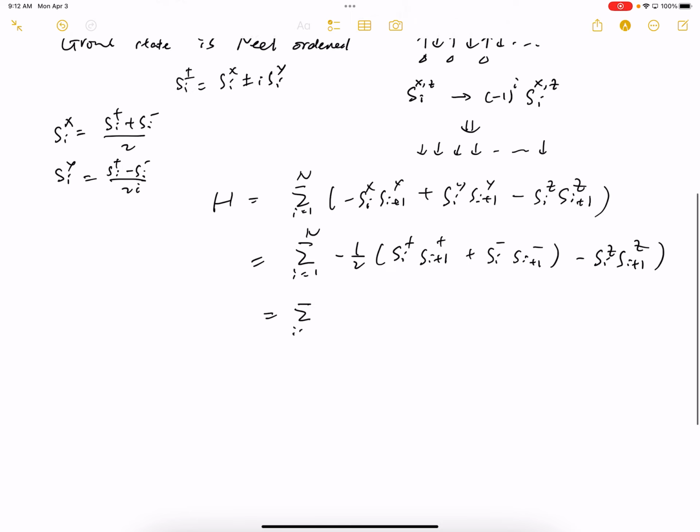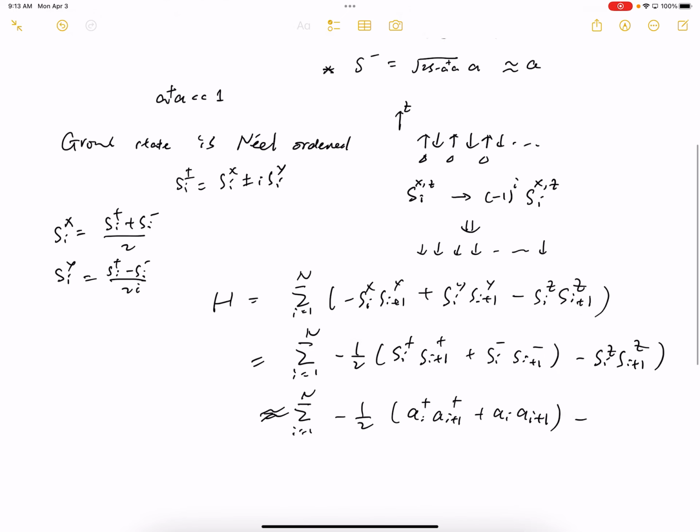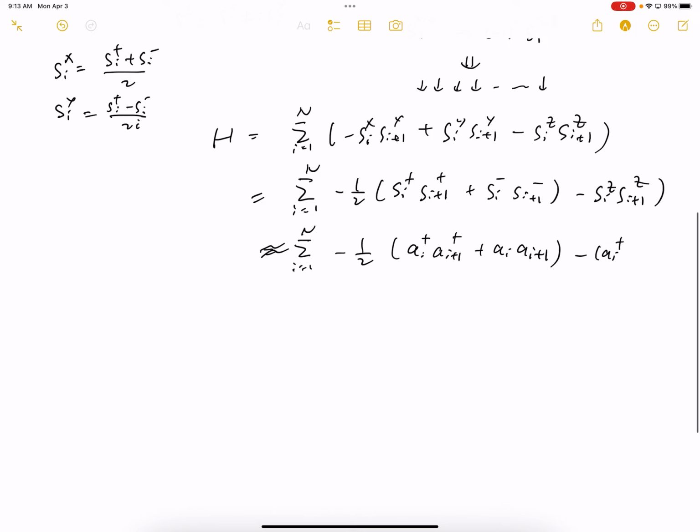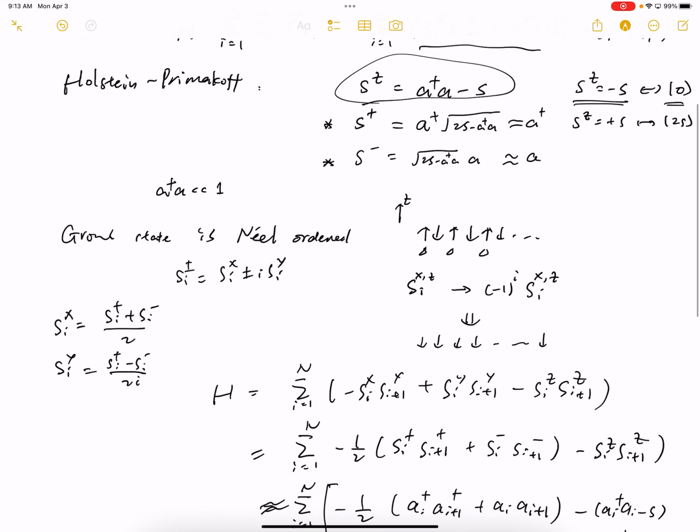And the next part is the spin wave approximation. So this is an approximation. Then this just becomes A dagger A dagger, and here we have the A A, and then we also have the Z term. The Z term we're going to treat similarly to what we did before. Each S^z just gets mapped to A dagger A minus S. So this becomes (A_i dagger A_i minus S) times (A_{i+1} dagger A_{i+1} minus S). That's just how we map the S^z to A.